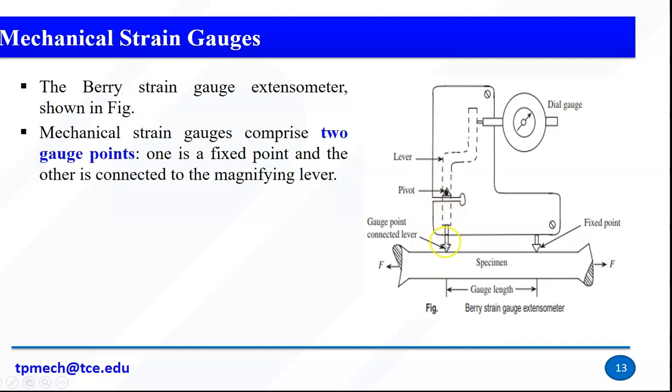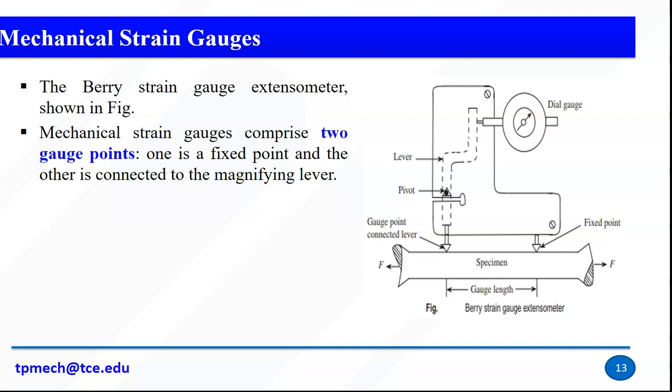Levers are connected with the gauge point. So in the gauge point, if it moves downward, then the lever also deforms. The lever is connected with the dial gauges. Dial gauge is one of the instruments. It looks like our watch. So in a watch we have an indicating hand.